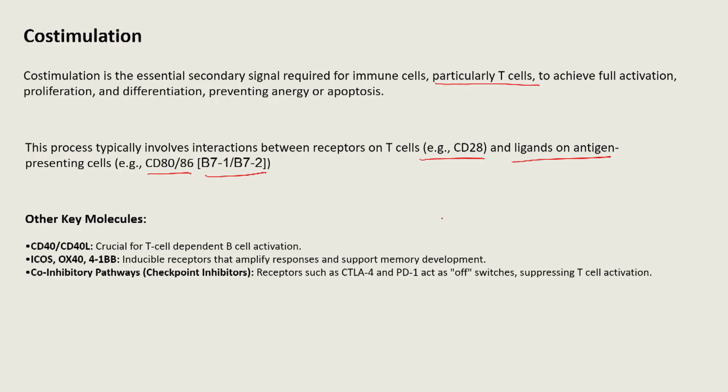Other key molecules listed for co-stimulation in T cells are CD40 and CD40 ligand. Basically, one particular cell will express CD40, and to dock to that protein we need a ligand. So CD40 and CD40 ligand are cognate proteins to each other. Apart from that, we have ICOS, OX40, and 4-1BB. These are all proteins particularly involved in memory development. Some of the cells involved in the memory immune response require these kinds of co-stimulation.